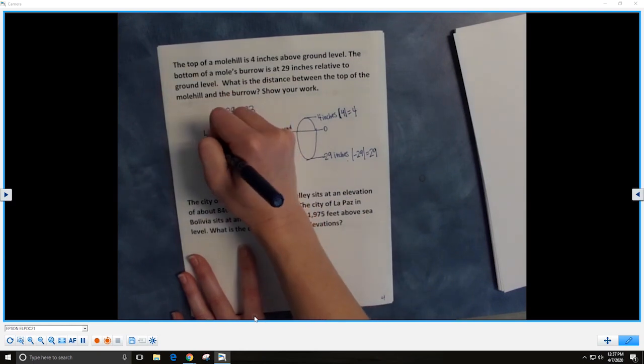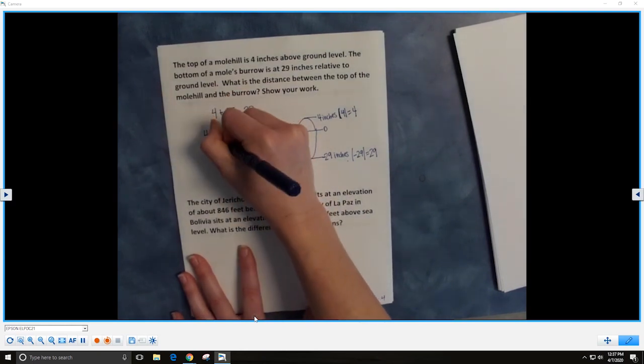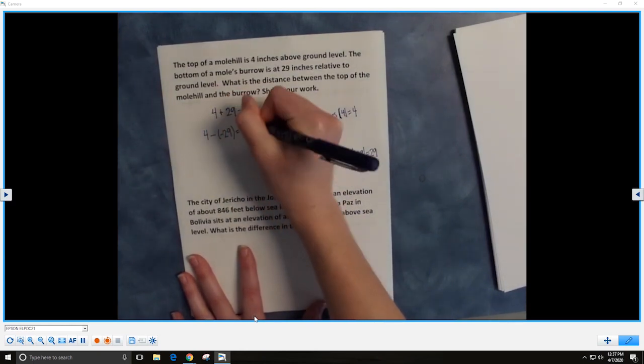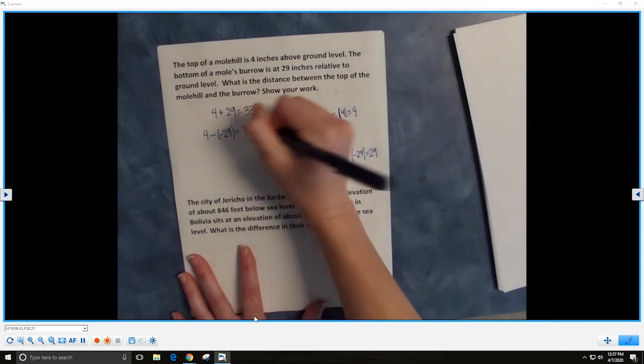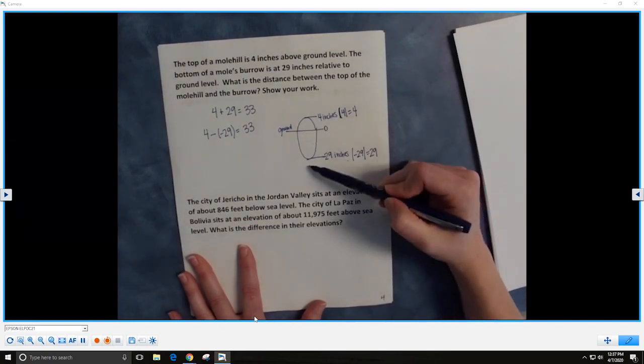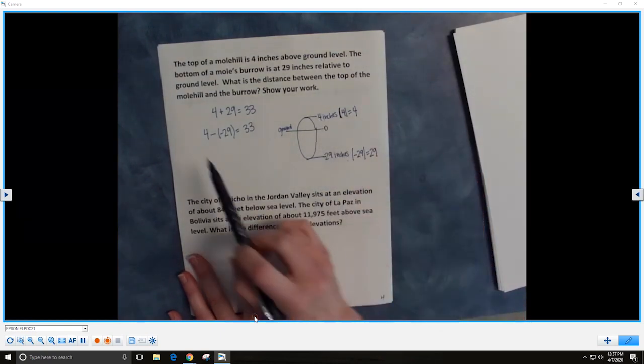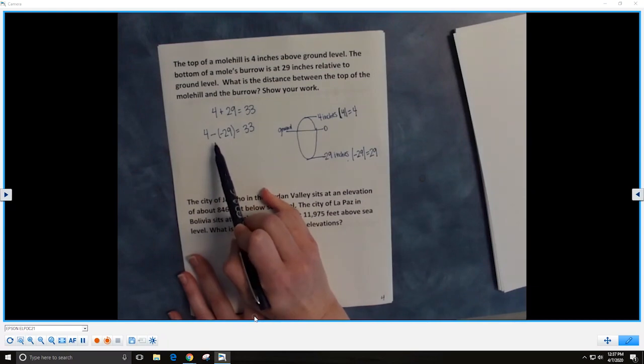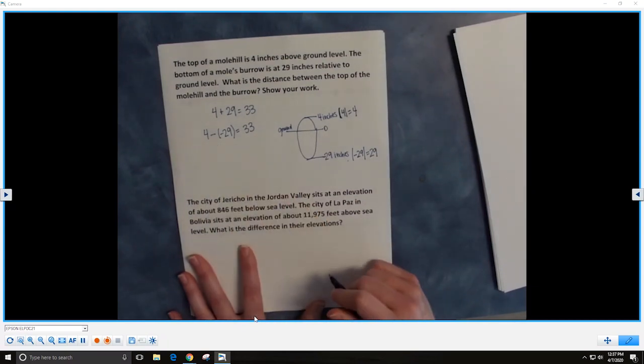Did you write 4 minus negative 29 equals 33? This works too. If you think of the distance from the top of the molehill to the bottom of the burrow, the distance is the difference. And remember that difference means subtract. Either way of reasoning is correct.